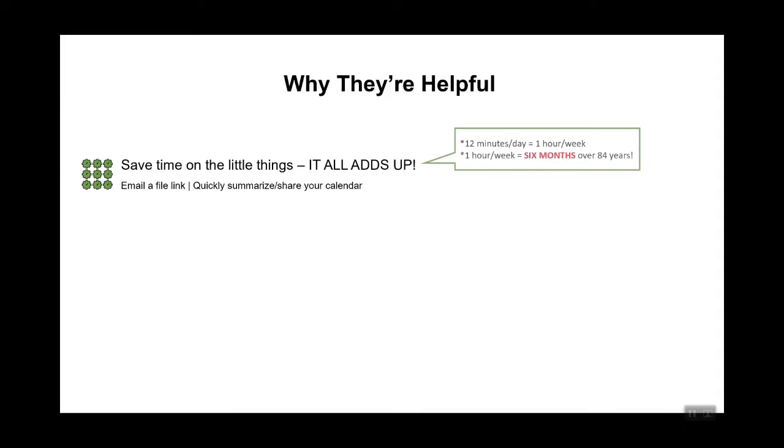Just to add some color to this, if you think about it, 1 hour a week is the equivalent of 6 months over 84 years. I bet you can think of a lot of ways that you can save a little bit of time and it'll quickly add up to an hour or 12 minutes a day during the work week. Some examples that we're going to go over here are emailing a link to files instead of sharing files all over the network and having version control issues. And then also quickly sharing your calendar and your preferred time slots for potential appointments.